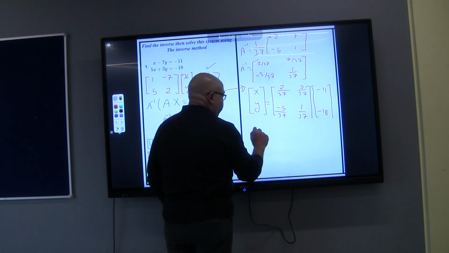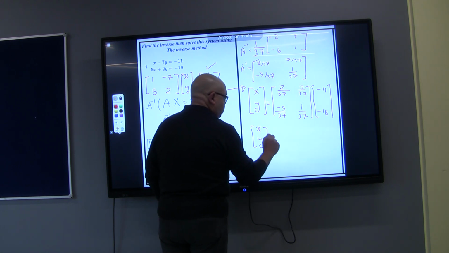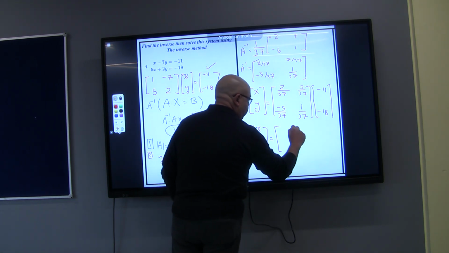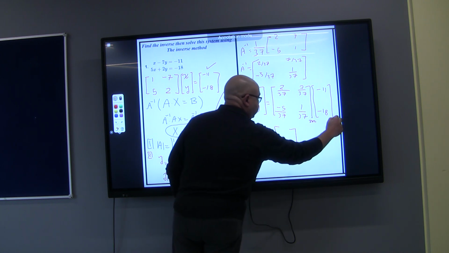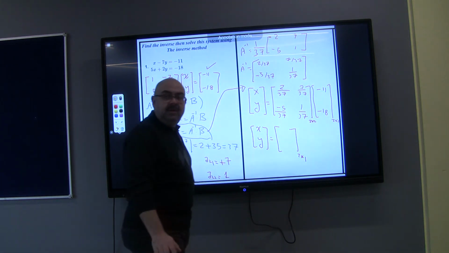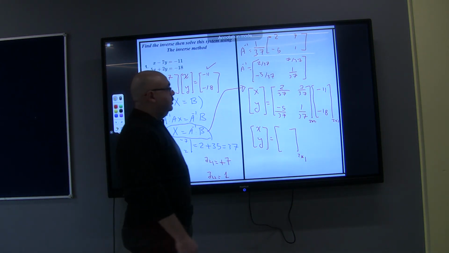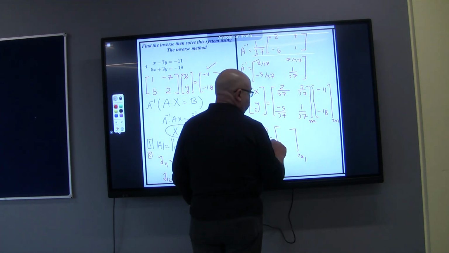Now I can calculate the value of X and Y. Once you start multiplying, this is 2 by 2 and this is 2 by 1, so the new matrix is going to be 2 by 1. Start multiplying the first row by the column.